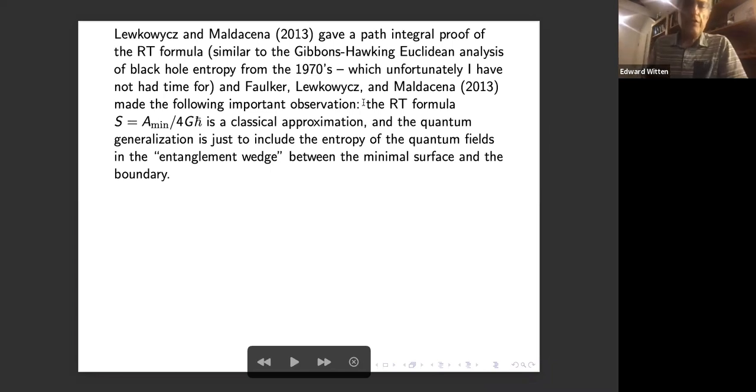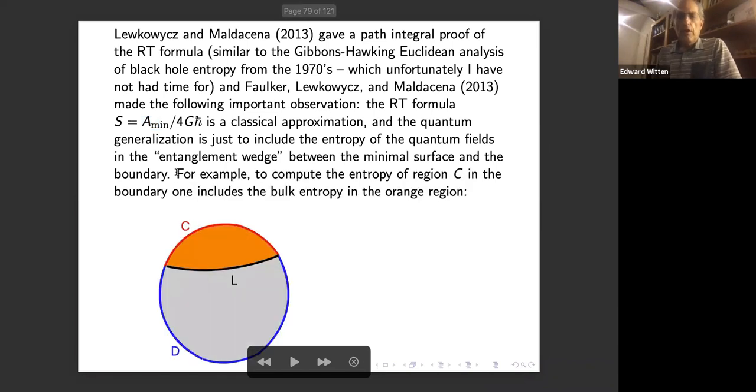Well, the RT formula, that the entropy is, I wrote minimal, but this should be extremal, that the entropy is the extremal area over 4G ħ, is a classical approximation. And the quantum generalization is just to include the entropy of the quantum fields in what's called the entanglement wedge between the minimal surface and the boundary. So for example, to compute the entropy of region C in the boundary, we should include the bulk entropy in the orange region. So the region between the entanglement surface, the RT or HRT surface.